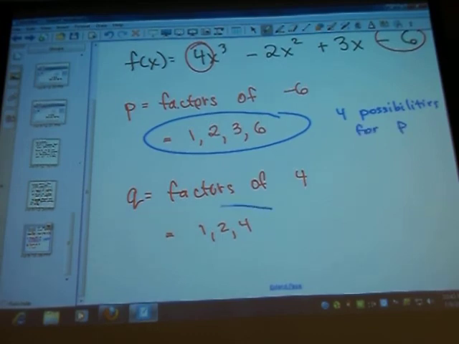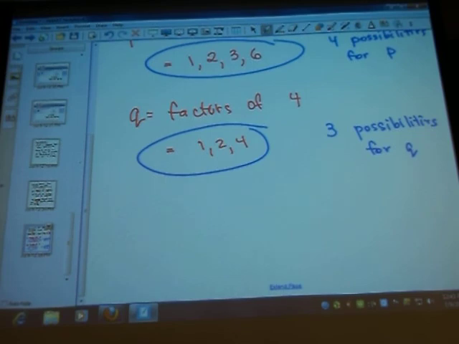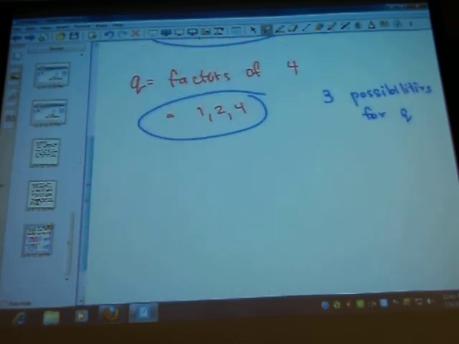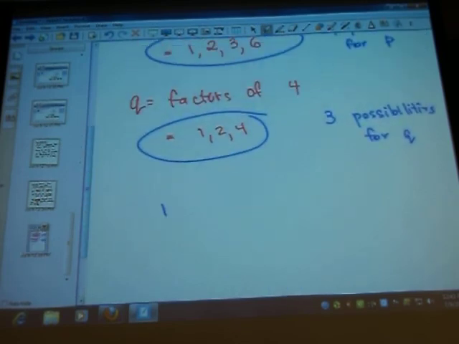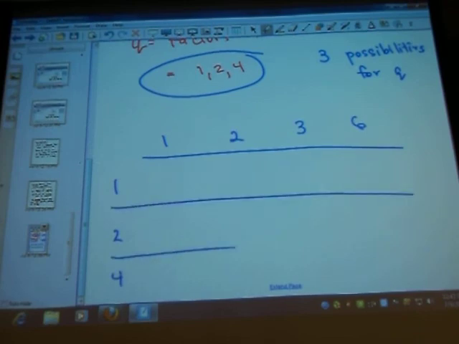You guys want to make a grid? That's kind of a good idea. Okay, list all your P's across the top, and then all your Q's on the side. I haven't done this before. That's a good idea to make a grid.